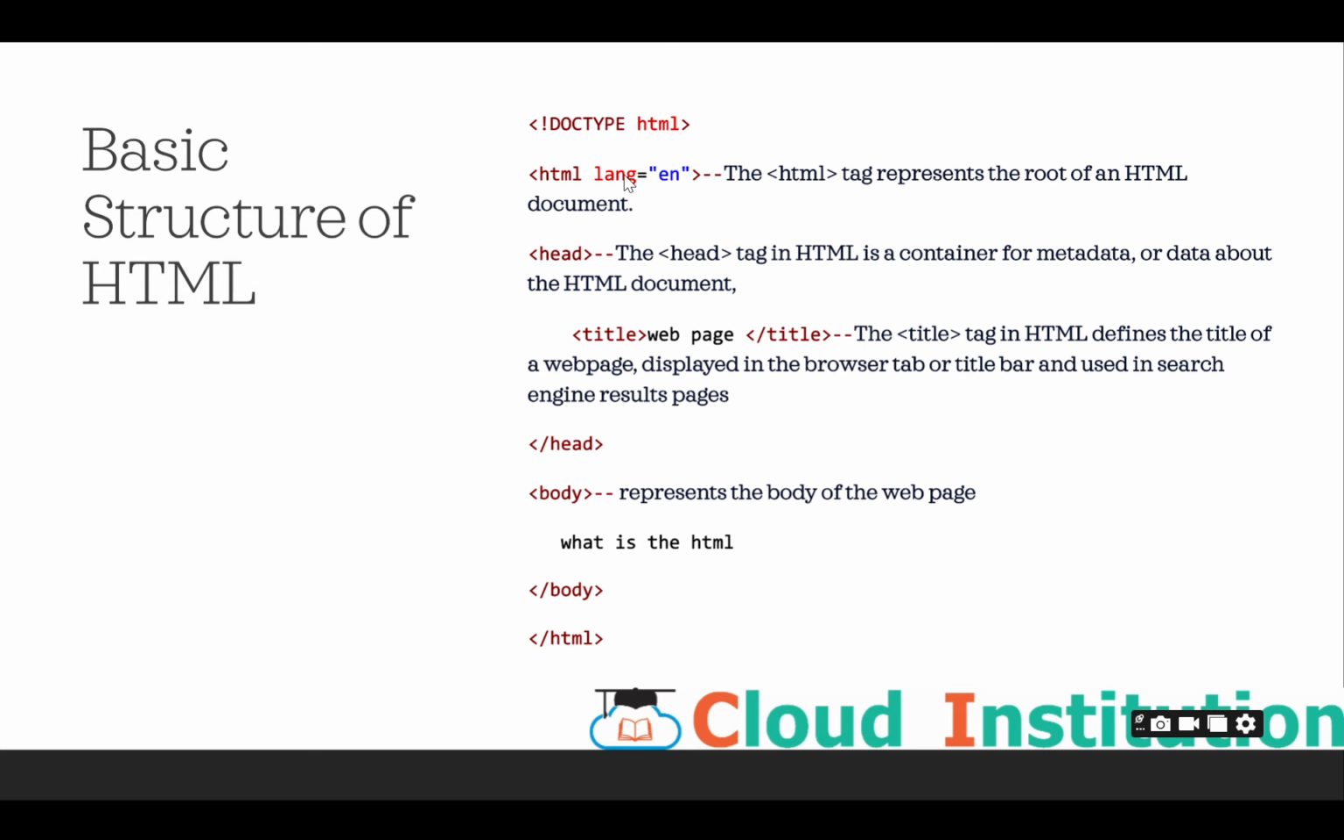So what is this HTML about? The HTML tag represents the root of an HTML element. We can also use the lang attribute in it, where you can translate your web page content into whichever language you want. As of now here it is EN. We will see in the practical session how this language attribute works.